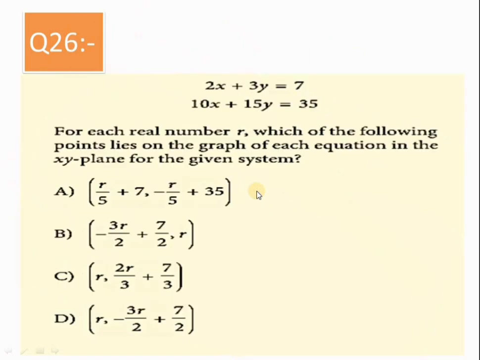Question number 26. The question gives you 2 equations. For each real number r, which of the following points lies on the graph of each equation in the xy plane for the given system? Here the question gives you coordinates x and y and asks you which one satisfies the two equations.